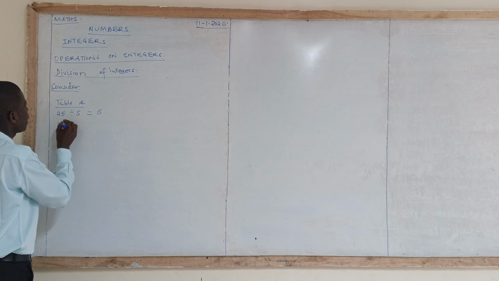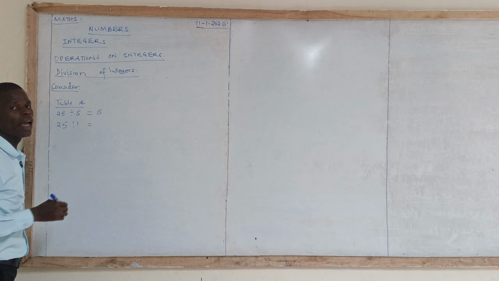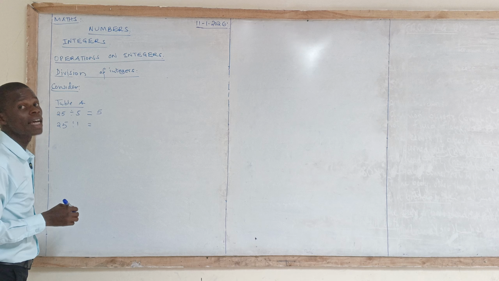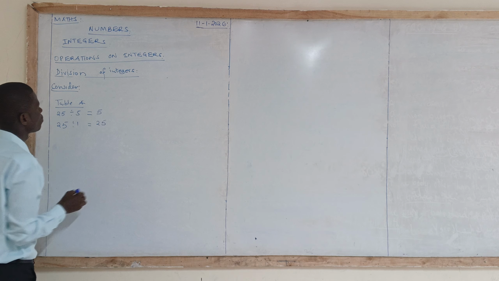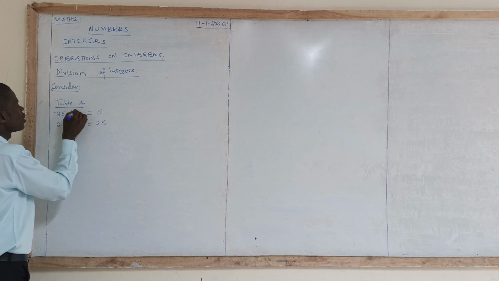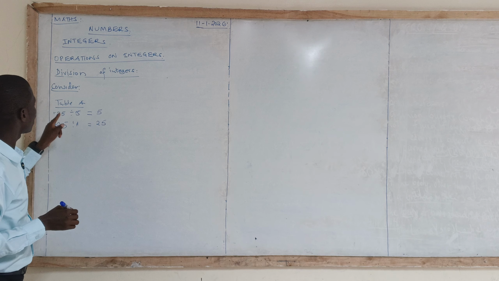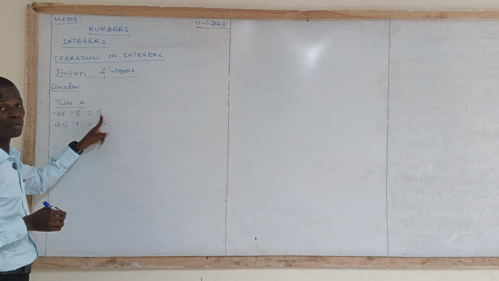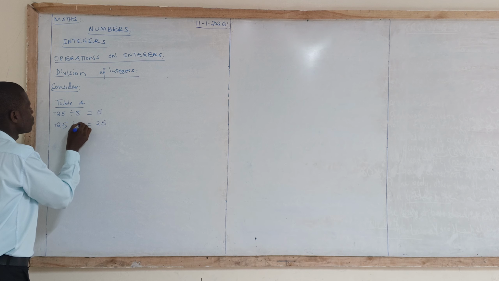Next, 25 divided by 1. Any number divided by 1 is the number itself. So this is 25. And this one, let us not forget, this is positive. This is positive, this is positive, this is positive. So what does it mean? A positive divided by positive giving us positive. So this is now positive 1.